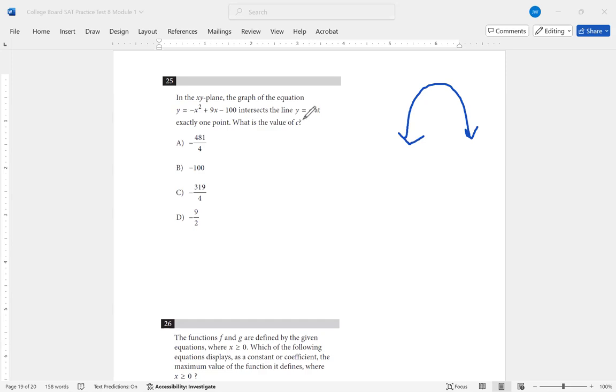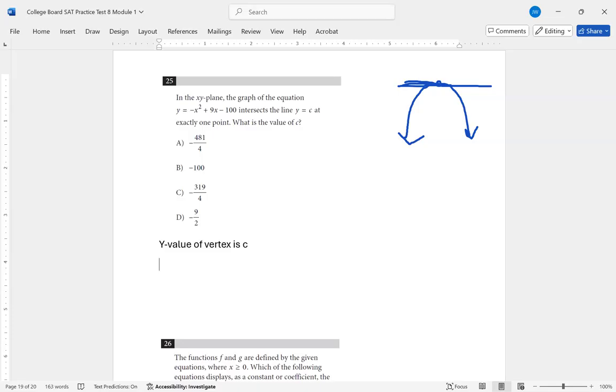It intersects the line y equals c at exactly 1 point. The only way we can have a horizontal line intersect our parabola at 1 point is if that point happens to be the vertex. So essentially we need to find the vertex, and the y value of the vertex will be the c. Let me write that down again. So the y value of the vertex is going to be the c.